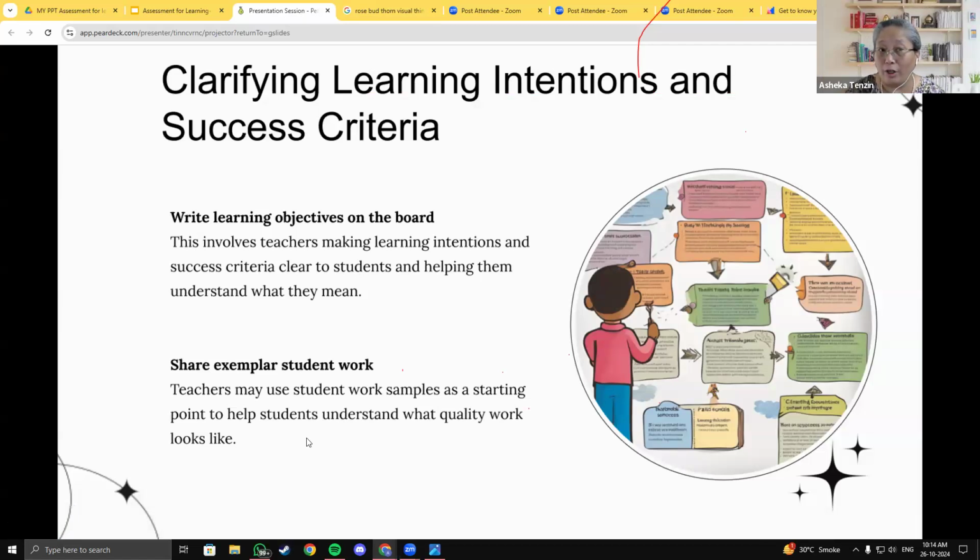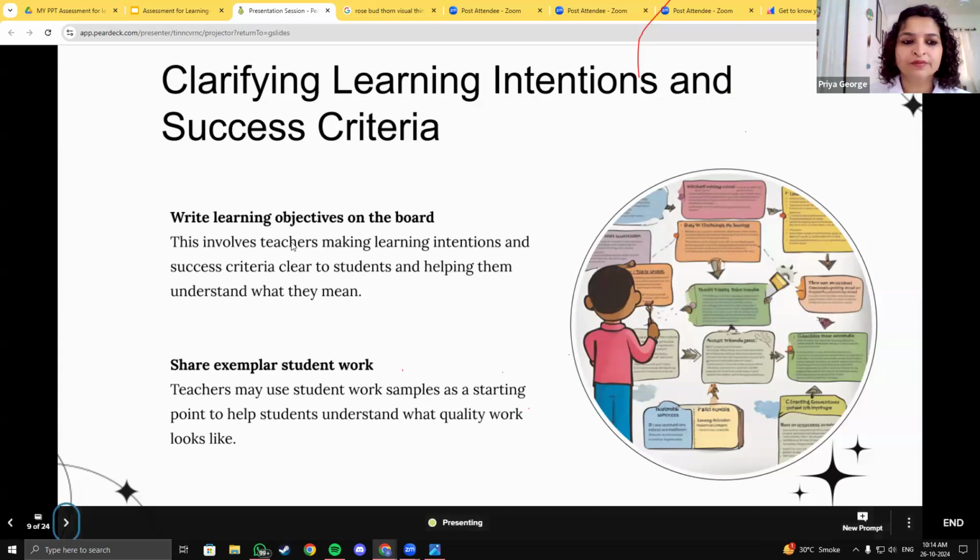Learning intentions may not, because you have your certain learning objectives and learning outcomes in place, but the success criteria you can. Okay. Thank you. So for clarifying learning intentions, you need to write your learning outcomes or learning objectives on the board, so that it is very clear to the students. So you will make the learning intention and success criteria clear to the students and help them to understand what they mean. If you write it in student friendly language, it is clear to them.